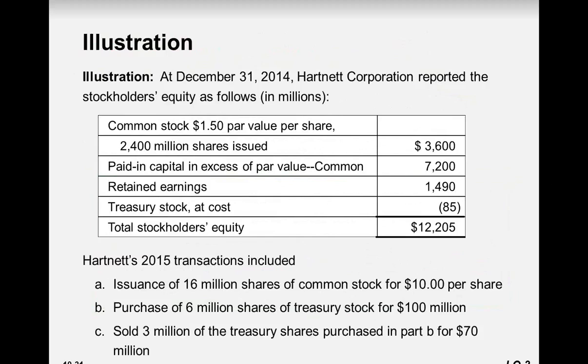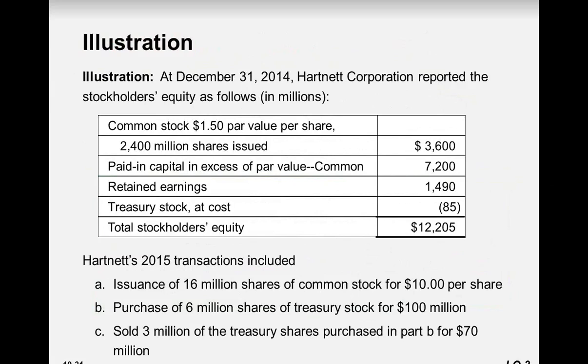So here's another little illustration that we can look at. At December 31st, 2014, Harnett Corporation reported the stockholders' equity as follows, in millions. Common stock of $1.50 par value per share, 2,400 million shares were issued. They had paid-in capital in excess of par, retained earnings. They had Treasury stock, which they have recorded at cost, again as a negative number. And then they have their total stockholders' equity.